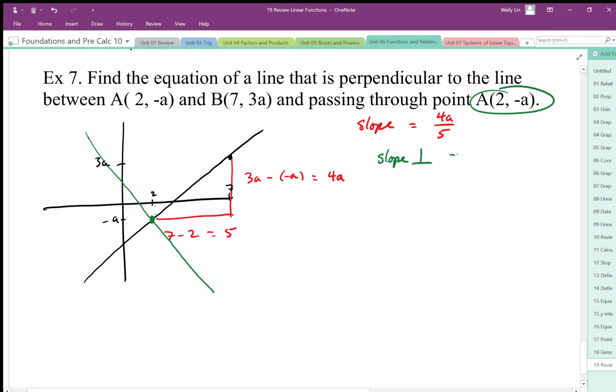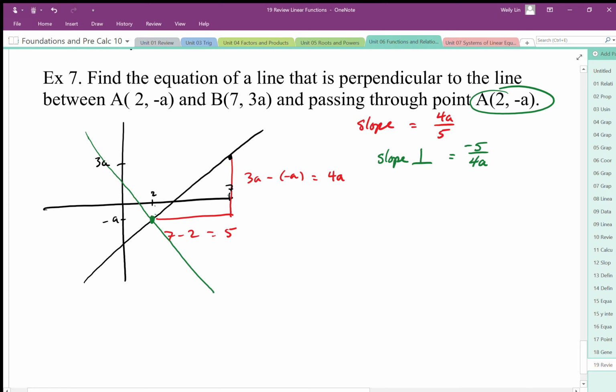So the slope of the perpendicular line is going to be the negative reciprocal. So I'm going to flip that upside down and make it negative. So instead of going up in this direction, it's going to go down in this direction. So I now have the slope of that line.